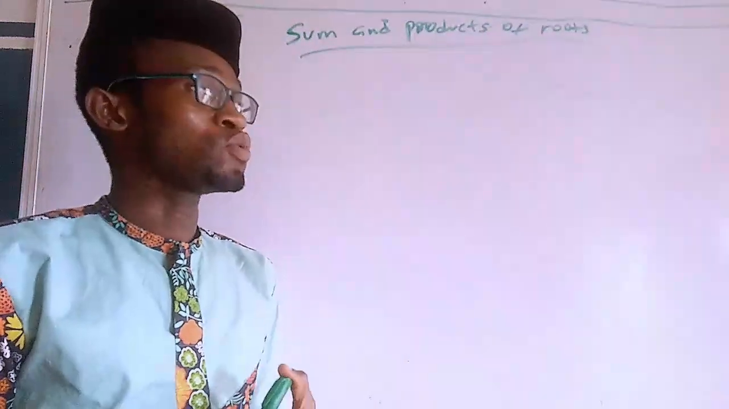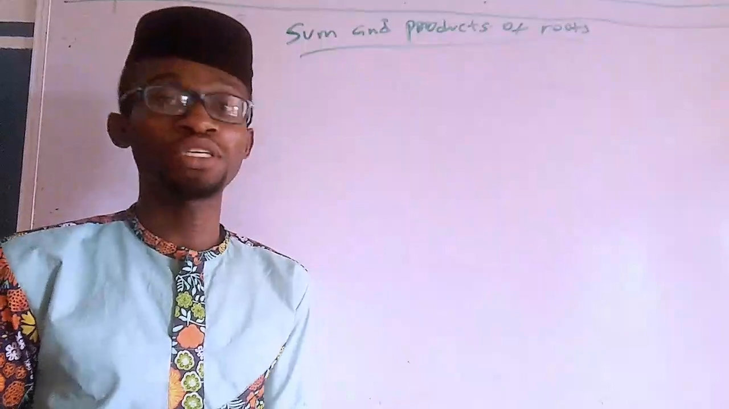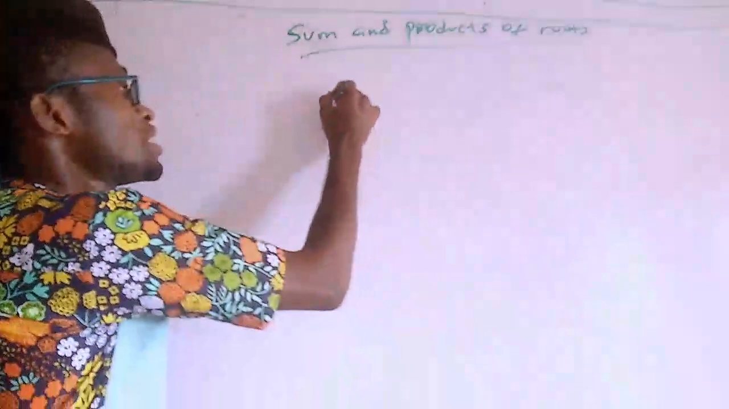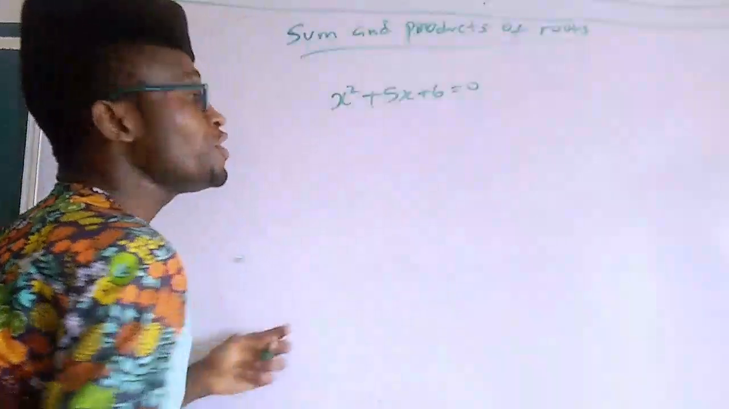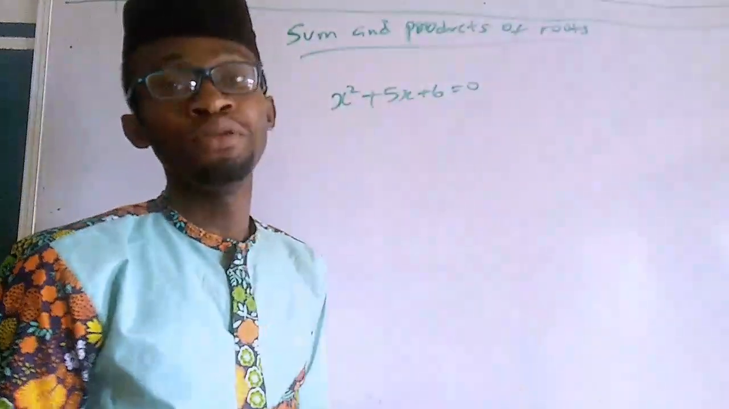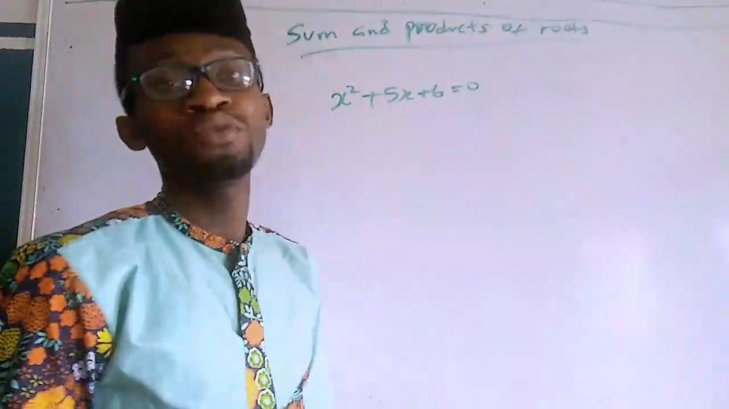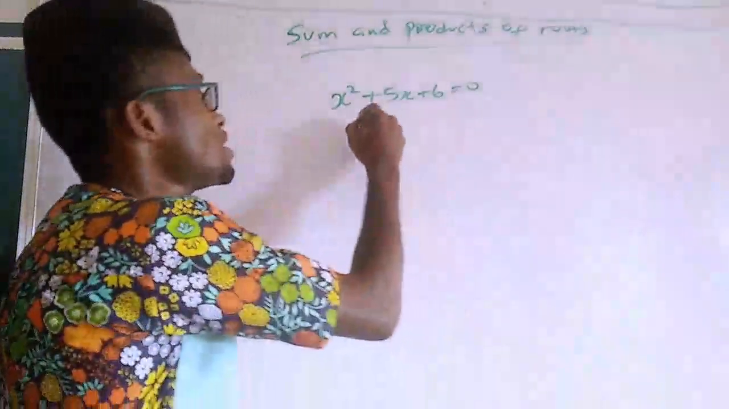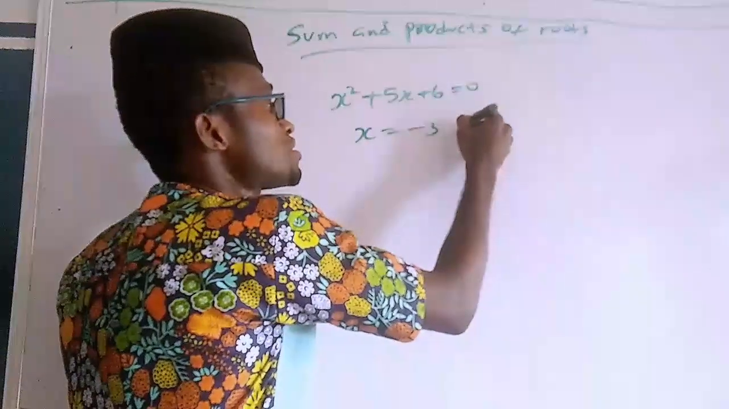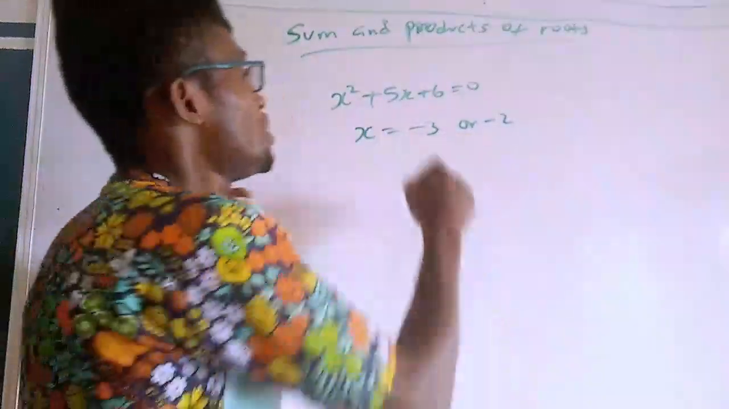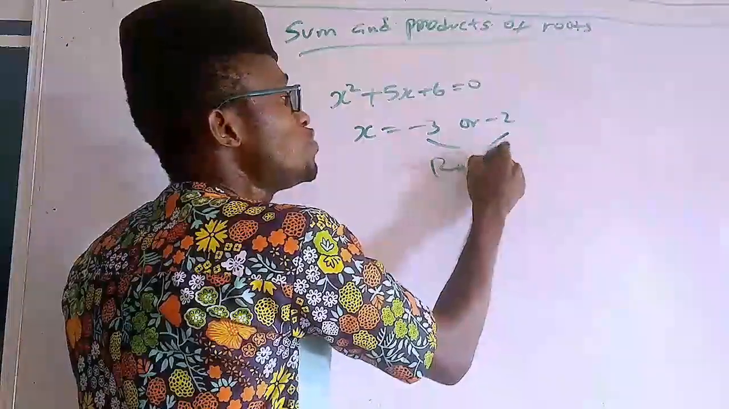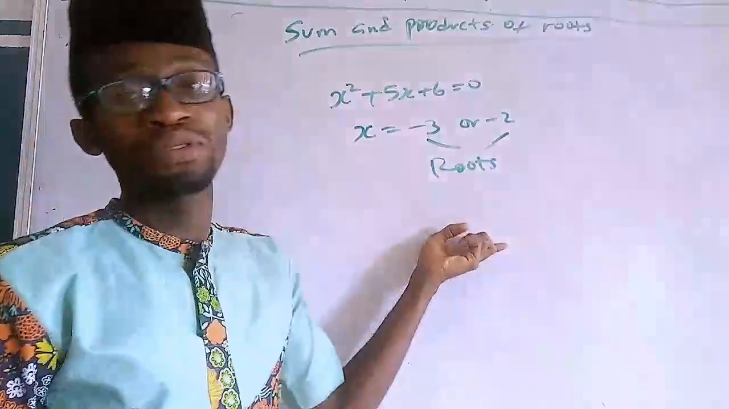Roots are the answers we get from solving a quadratic equation. So for example, we have something like this: x squared plus 5x plus 6 equals 0. If we apply the methods that we know, the factorization, complete square, or the formula method, at the end of it you get something like this: x is minus 3 or minus 2. Now this minus 3 and minus 2 are said to be the roots of the quadratic equation.